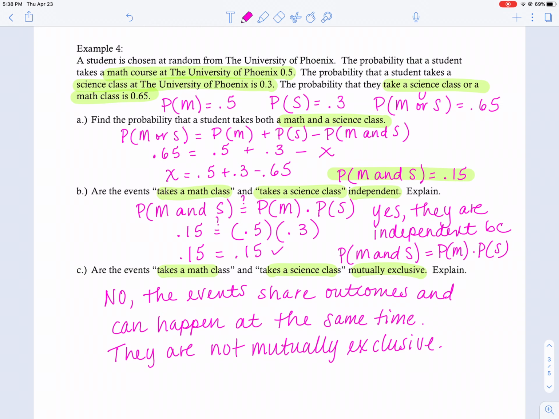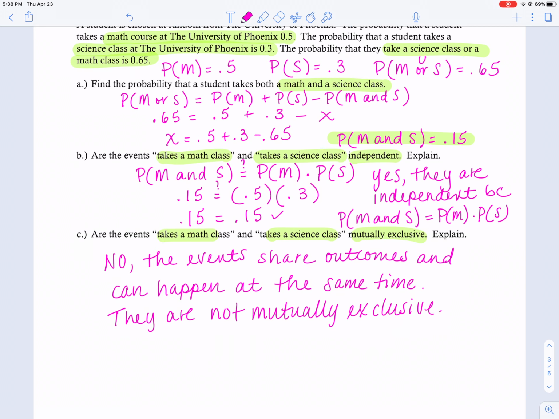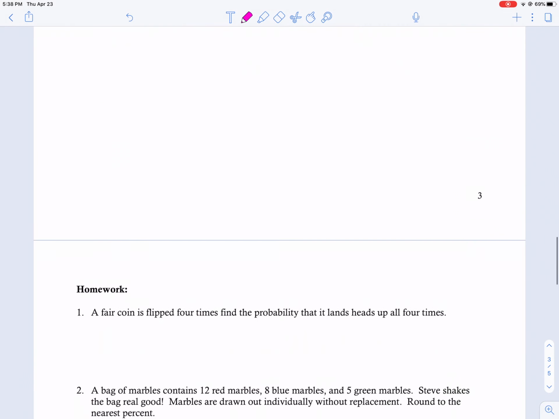They literally, the probability of math and science isn't 0, which means, right, this is how we said they're not mutually exclusive. The probability of math and science doesn't equal 0. Okay? So that makes them, they are not mutually exclusive. All right, so we're good.